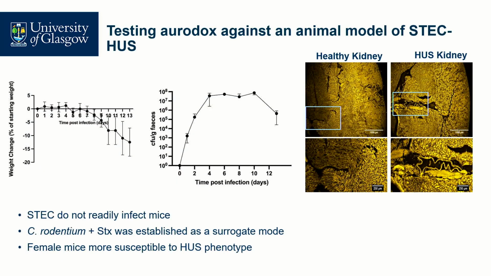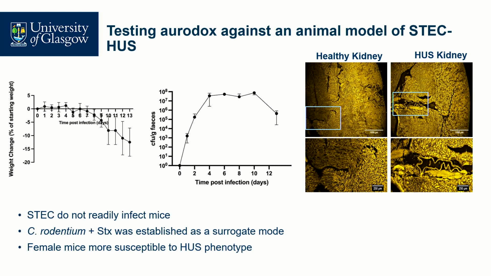We then developed an animal model to test whether Orodox could protect mice against hemolytic uremic syndrome, this Shiga toxin mediated disease that's associated with STEC. So E. coli O157 and similar bacteria, they don't readily infect mice. So we use a murine model, Citrobacter rodentium, that carries the same type 3 secretion system, as a surrogate model. And we actually have one of these strains with Shiga toxin to mimic what would happen in a STEC patient.